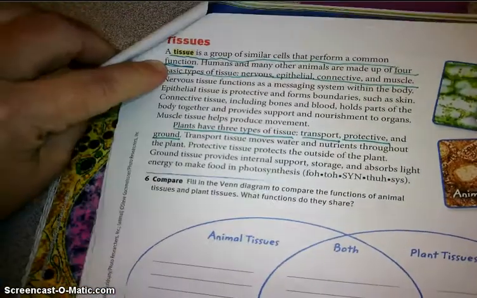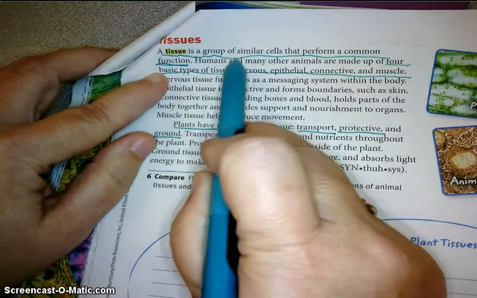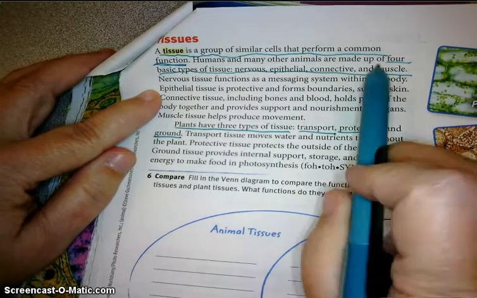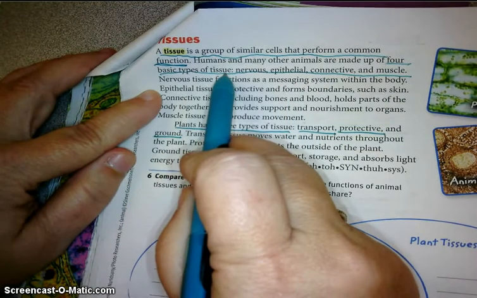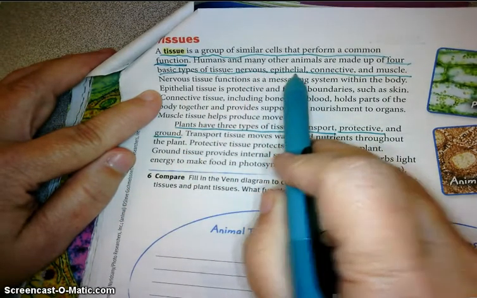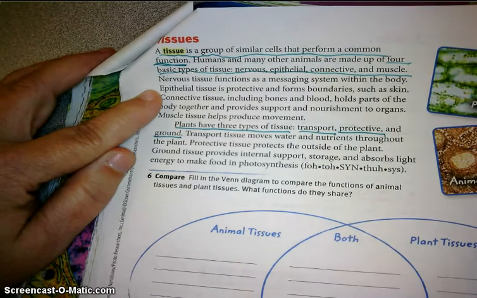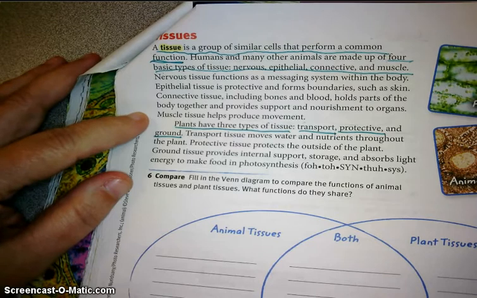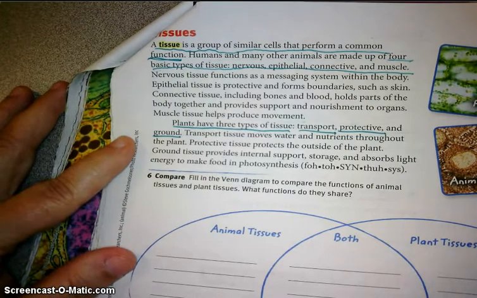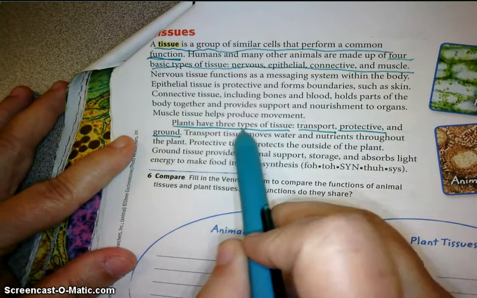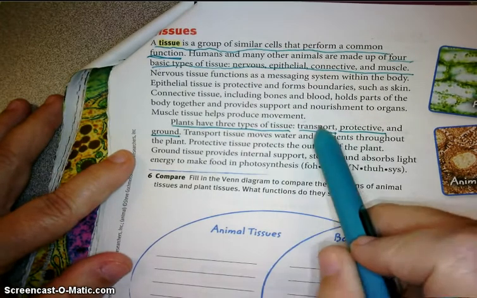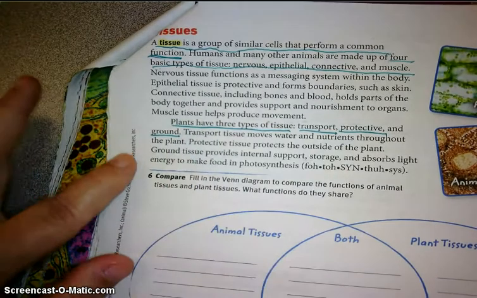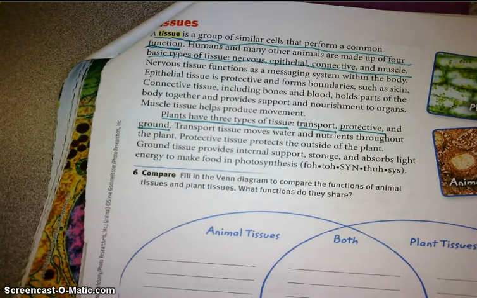Okay, turning over to page 135. Tissues. A tissue is a group of similar cells that perform a common function. Humans and many other animals are made up of 4 basic types of tissue: nervous tissue, epithelial tissue, connective tissue, and muscle tissue. Each of those does a specific function or a specific job. Plants also have tissues, and there are 3 types of tissues in plants. Their specific functions are transport, protective, and ground.